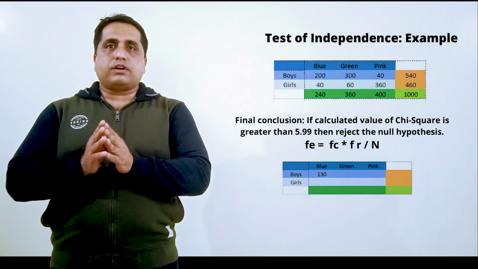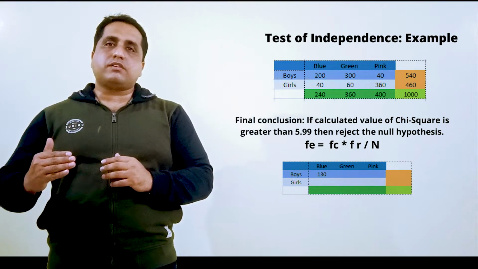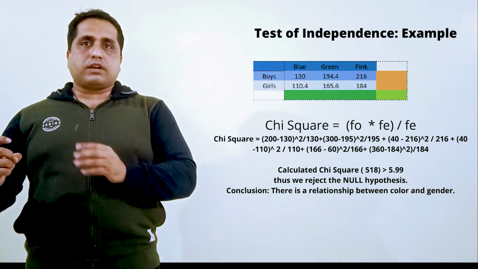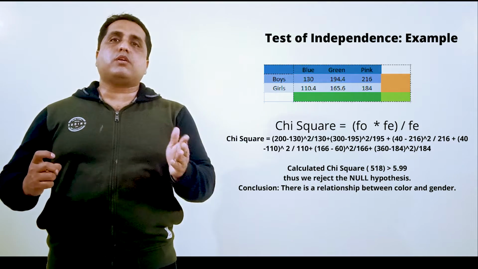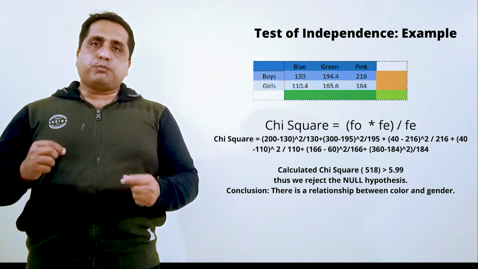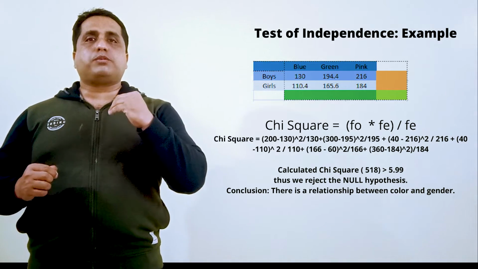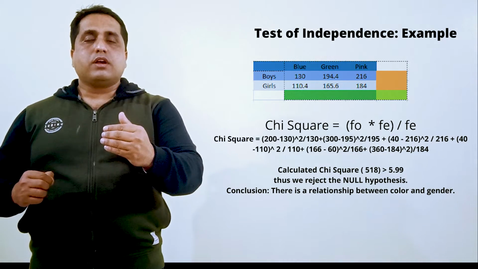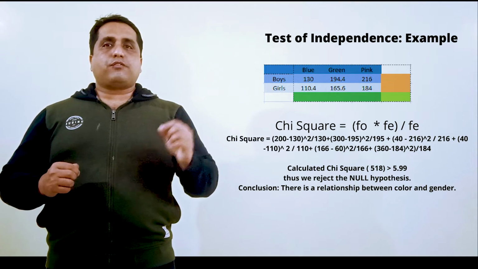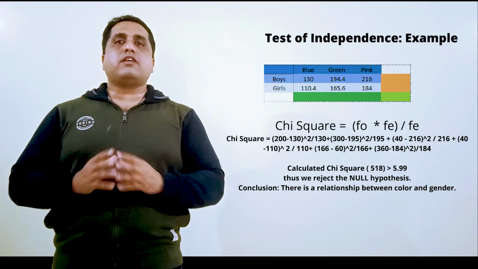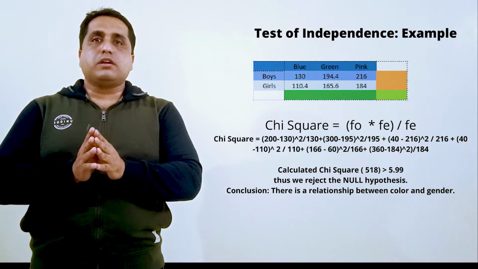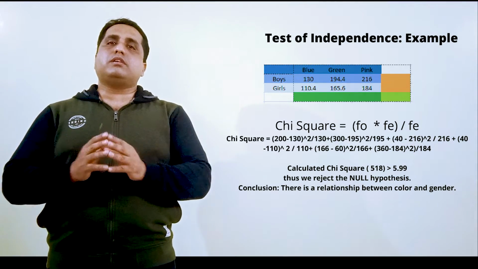Now, once we have the expected value for each of the 6 cells, we would use the formula of the chi-square test statistic, which is again the summation of the squared difference between observed value and the expected value divided by the expected value. Now, if we put in the values from the table of observed values and the table of expected values, the value comes out to be 518, which is greater than 5.99. Thus, based on this test statistic, we could say that there does exist a difference between the choice of color and gender.